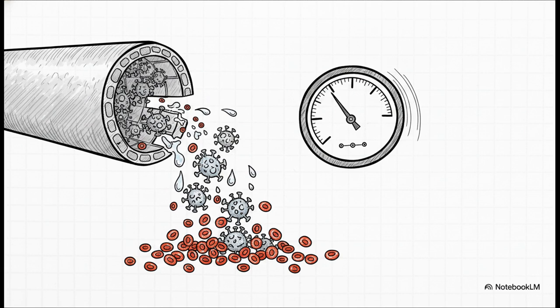It goes straight for the macrophages first. Those are a type of white blood cell. From there, the virus attacks the endothelial cells, which form the vital linings of your blood vessels.